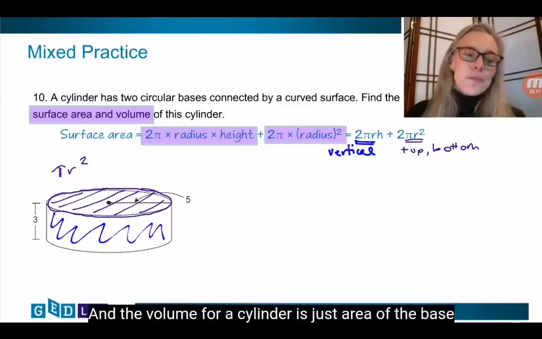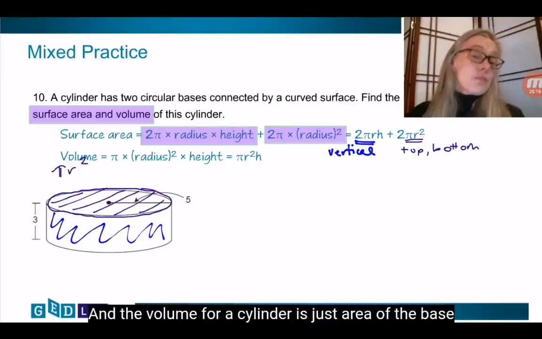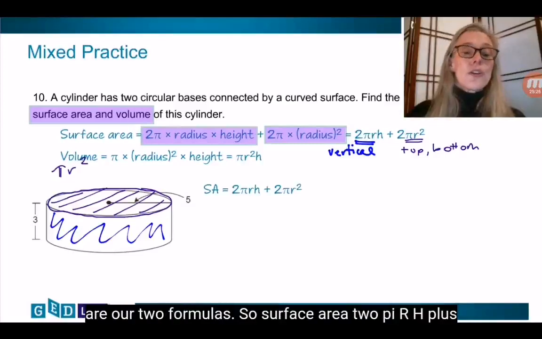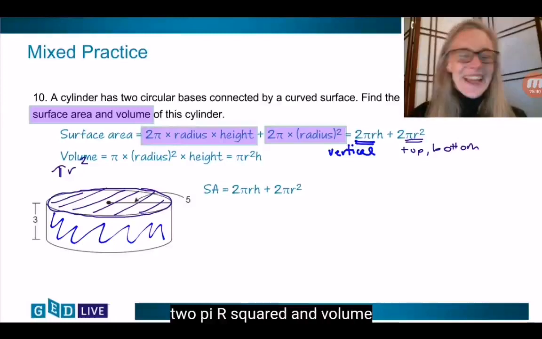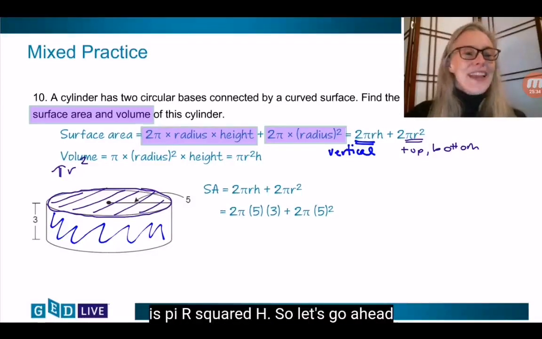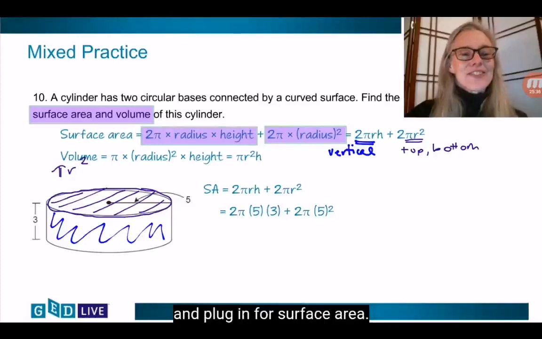And the volume for a cylinder is just area of the base times the height, which is pi r squared times h. So those are our two formulas. So surface area, 2 pi r h plus 2 pi r squared, and volume is pi r squared h. So let's go ahead and plug in for surface area.